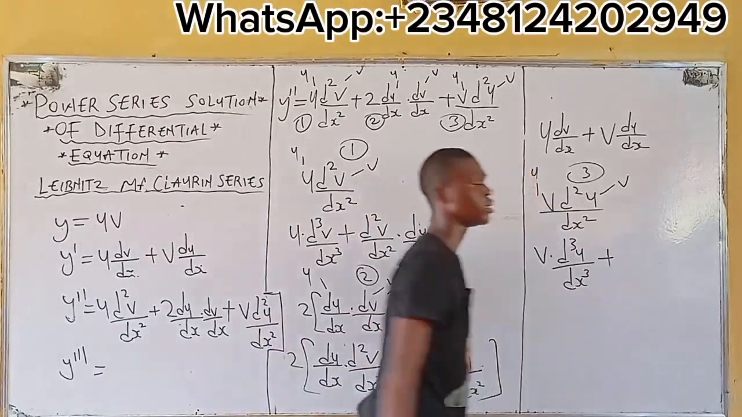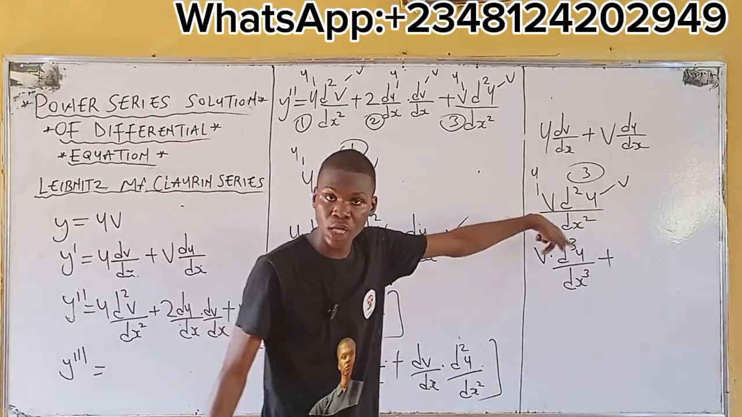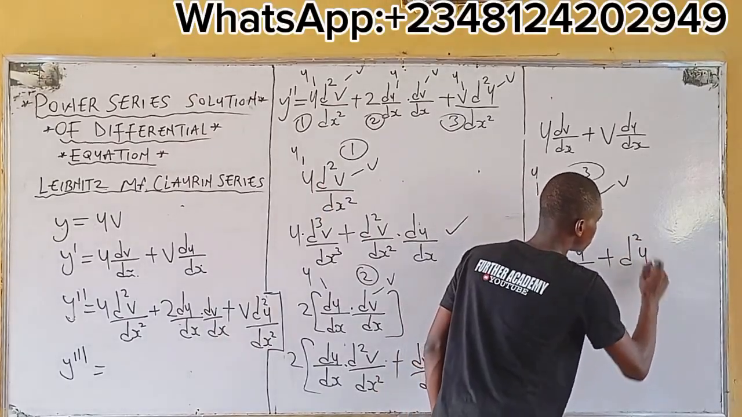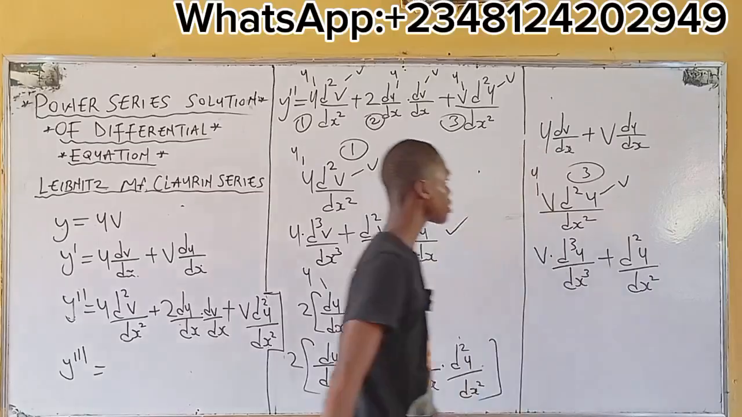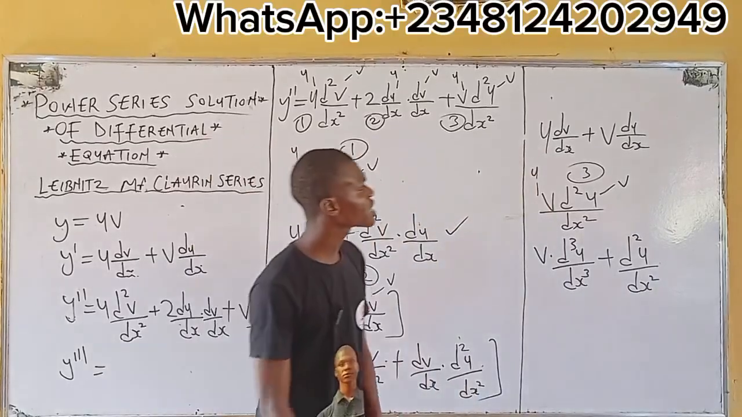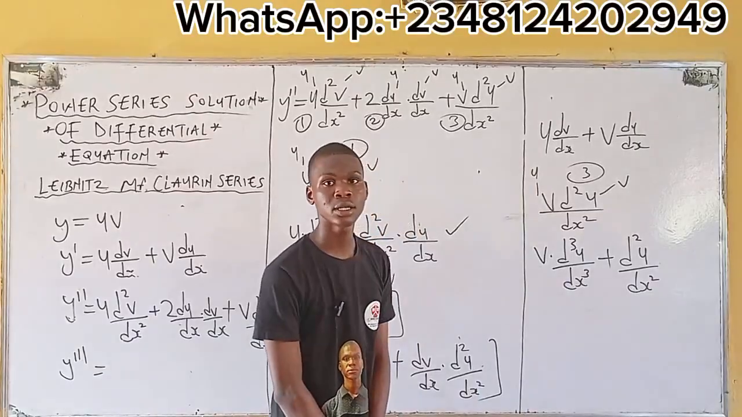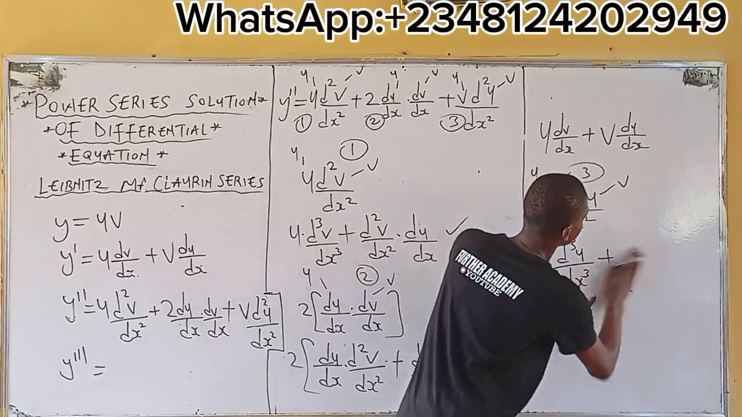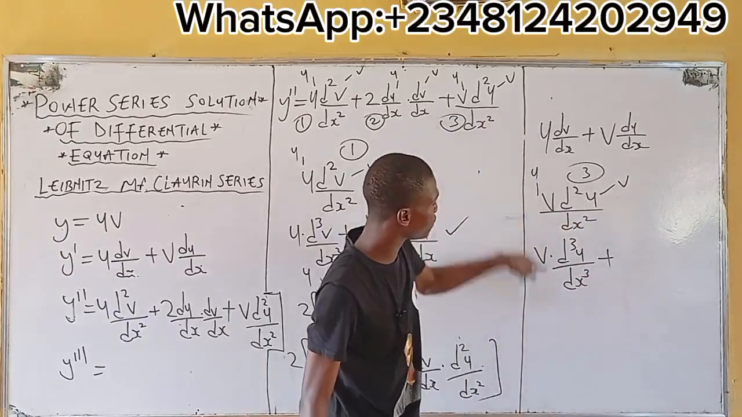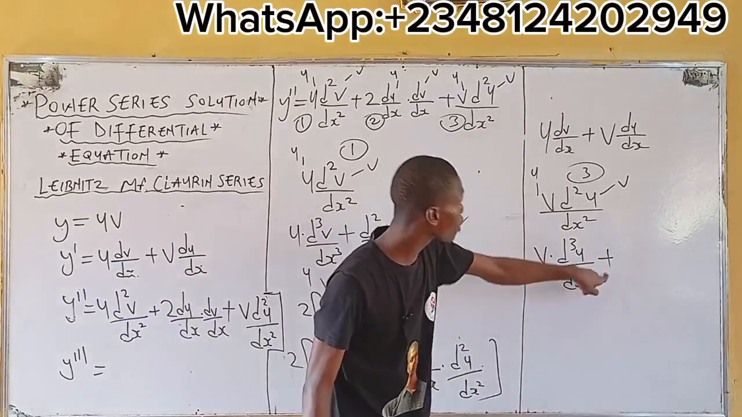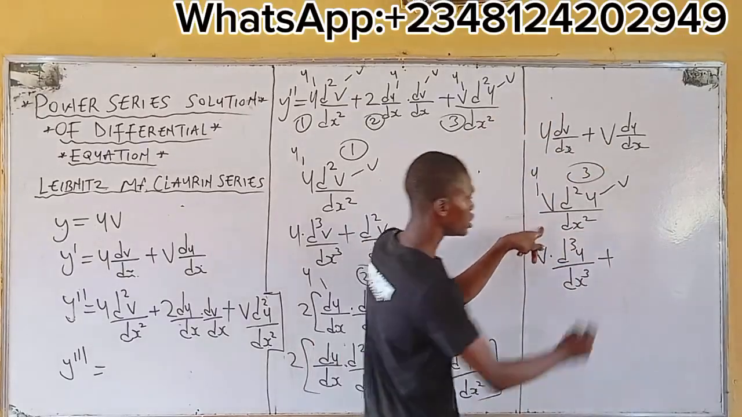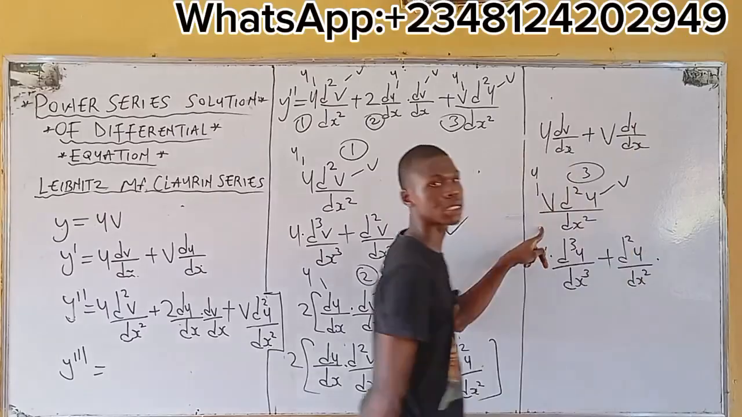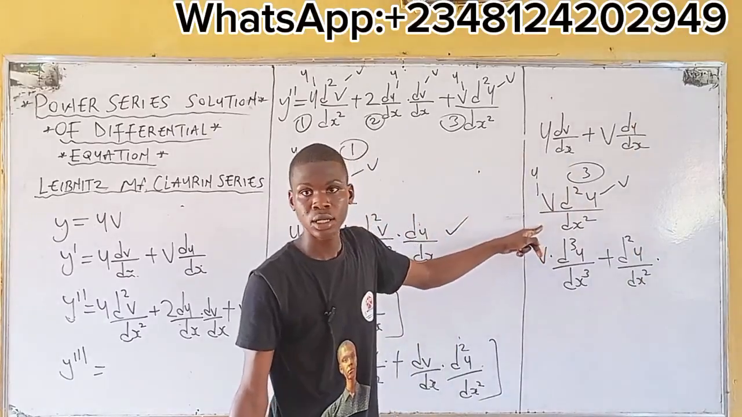Plus, what's your v? d square u over dx square, multiplying what? Multiplying the dx. What is your dx? This is my v. This is it. This is v. u is v. The dv/dx. This is it. Plus v. What's v in this case? d square u over dx square, multiplying the du/dx. The du/dx is what? The dv/dx. The dv/dx.